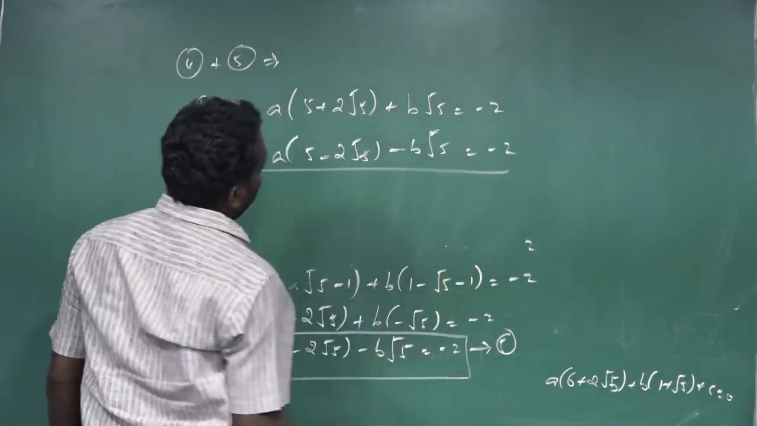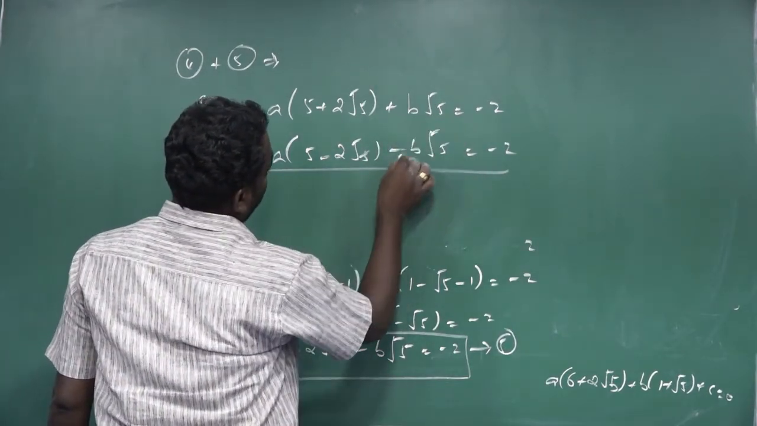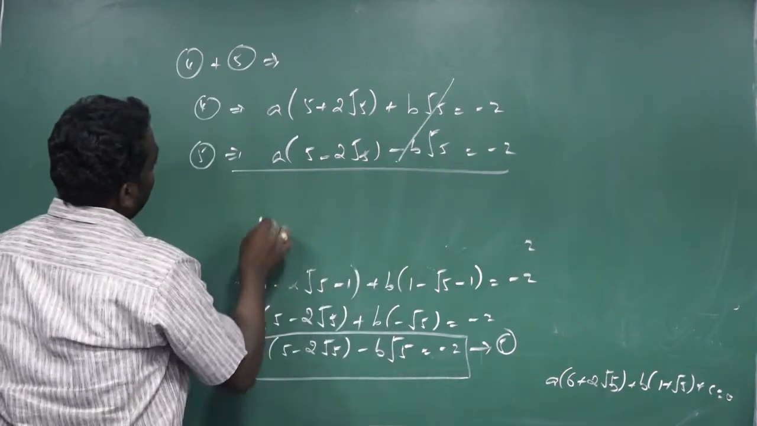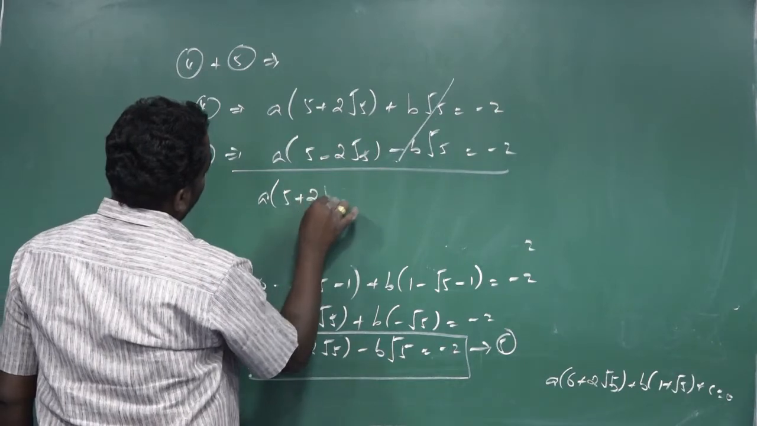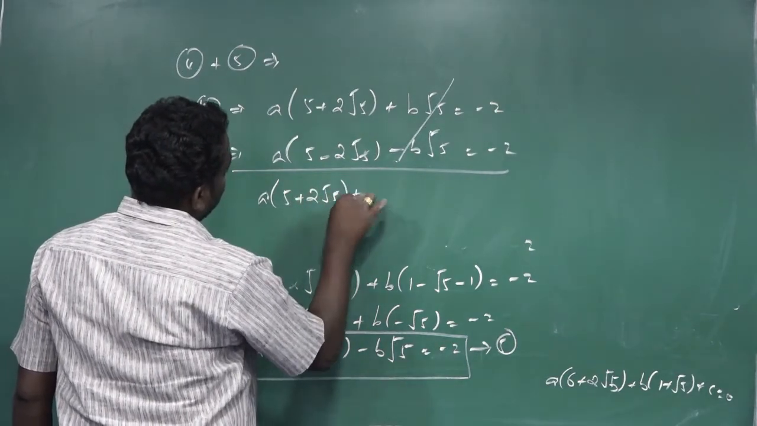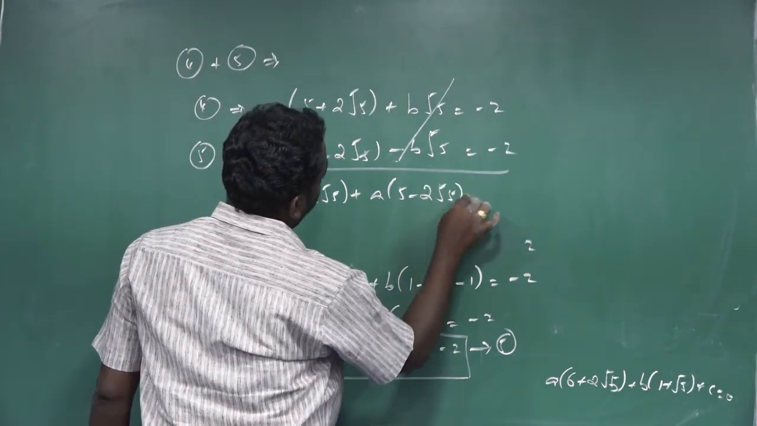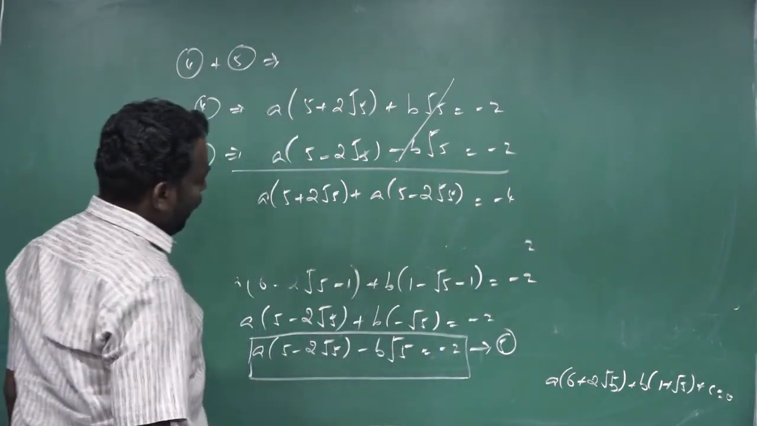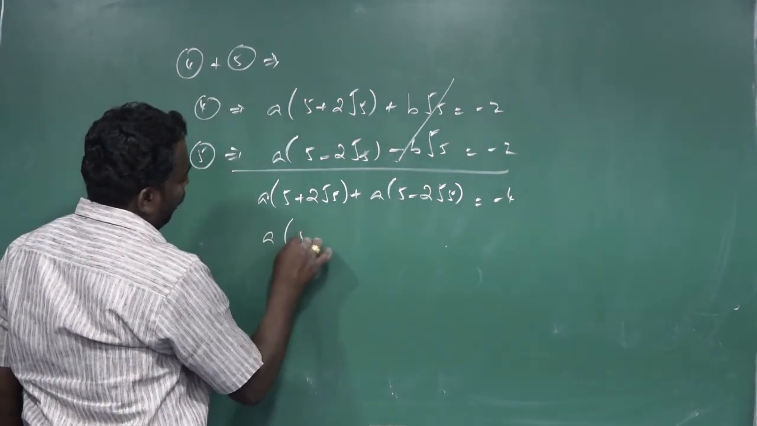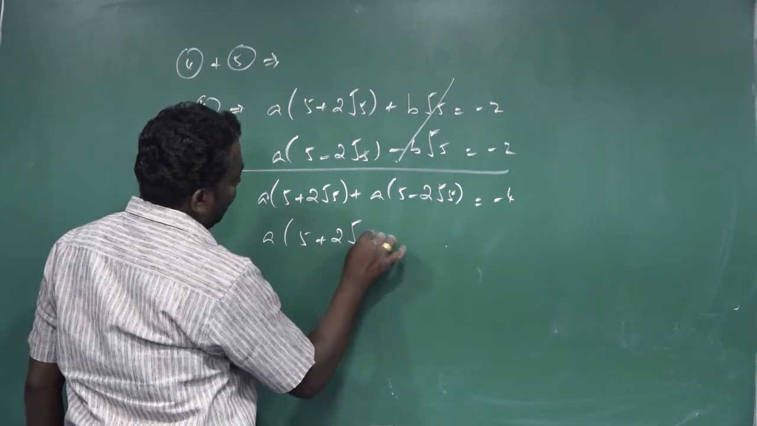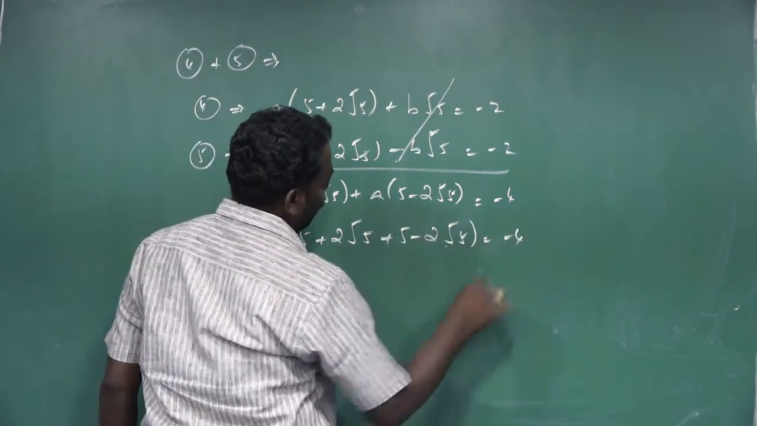Now just add these two equations. Plus b√5 and minus b√5, both cancel. Therefore, a(5 + 2√5) + a(5 - 2√5) = -2 - 2 = -4. Now take a common: a[(5 + 2√5) + (5 - 2√5)] = -4.